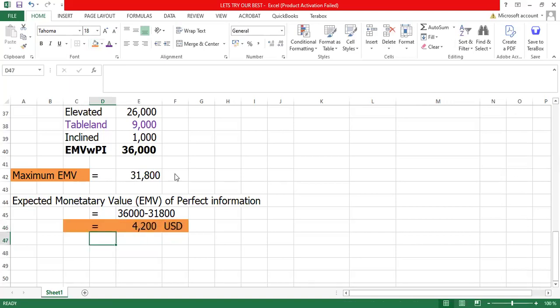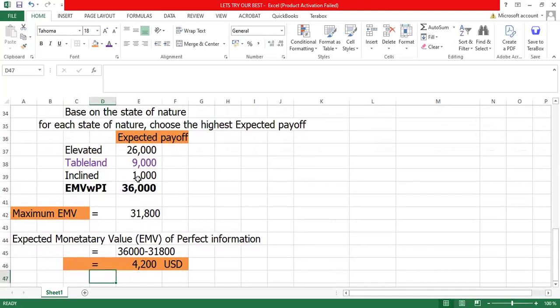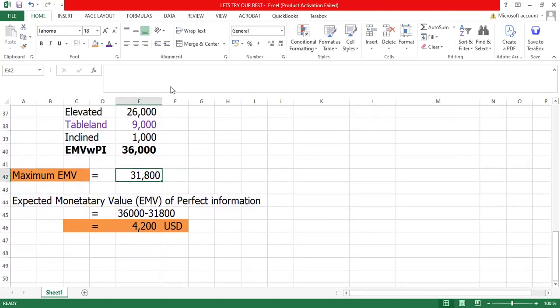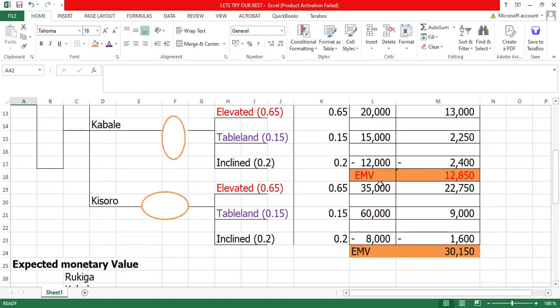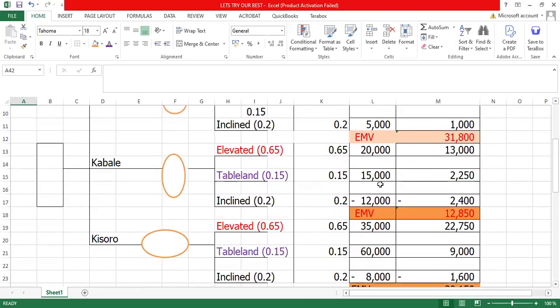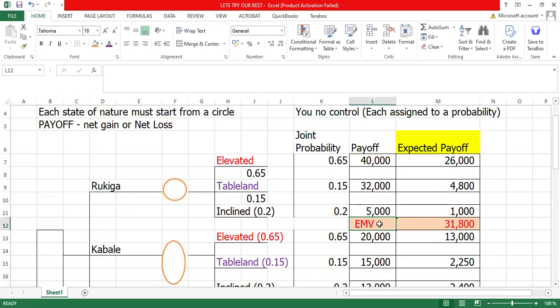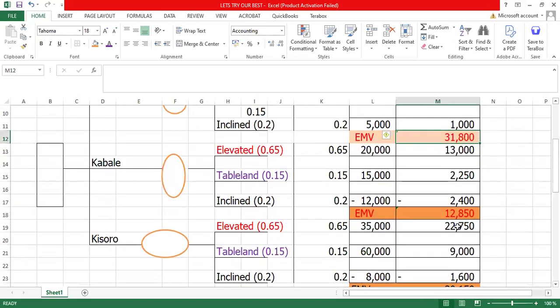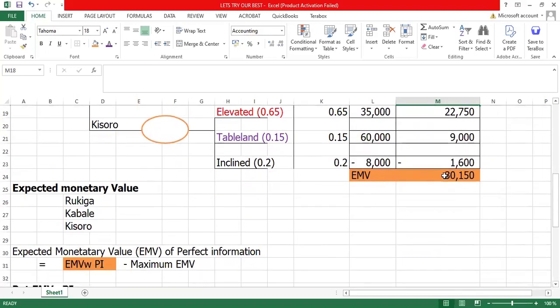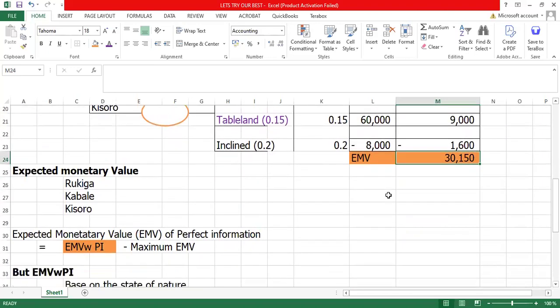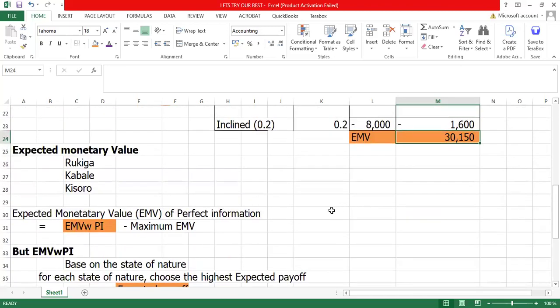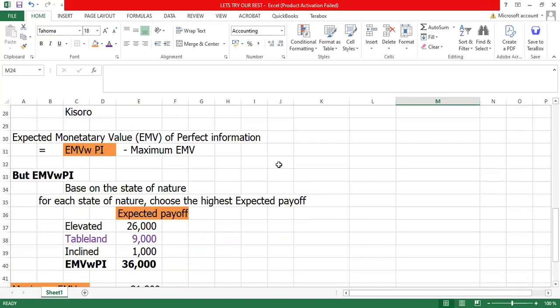So the question is, how did you get the 31,800? Remember, we are saying choose the highest expected monetary value from your decision tree. From your decision tree, already you have the expected monetary value. This is the expected monetary value, this is the expected monetary value, this is the expected monetary value. Choose the highest, the maximum. Okay. Is it clear?